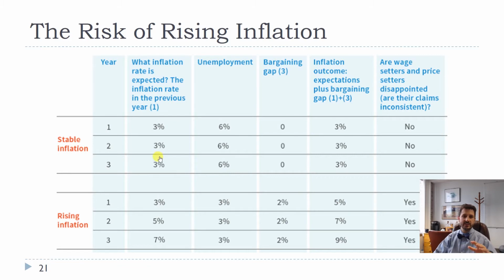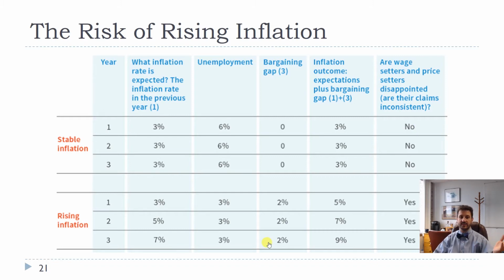So we can see a couple examples. In this first example where we have stable inflation, we have 3% expected inflation. That means wages go up by 3%, prices go up by 3% every year. The unemployment rate is the rate at which the wage curve crosses the profit curve, or 6%, and there's no bargaining gap. And so we end up with just 3% inflation each year. Everybody's getting what they expected in terms of profits and real wages.